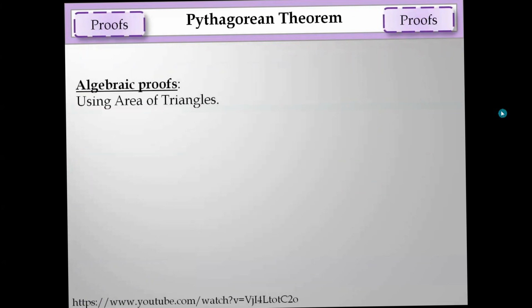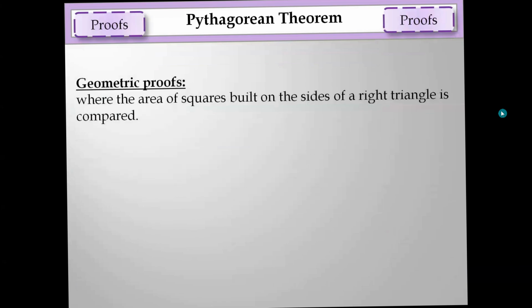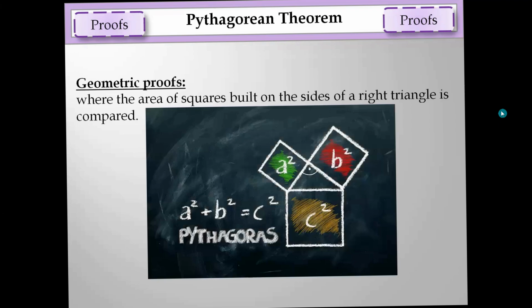Here's another one. Using areas of triangles, we can create a square, cut it up into 4 triangles with another square on the inside, and we'll be able to also prove the Pythagorean Theorem this way. Another proof for the Pythagorean Theorem uses geometry, where the areas of the squares built on the sides of a right triangle are compared. This is one of the more classic examples of using areas to show the Pythagorean Theorem works. We'll have the area of square a plus the area of square b, and that'll equal the area of square c, proving the Pythagorean Theorem.